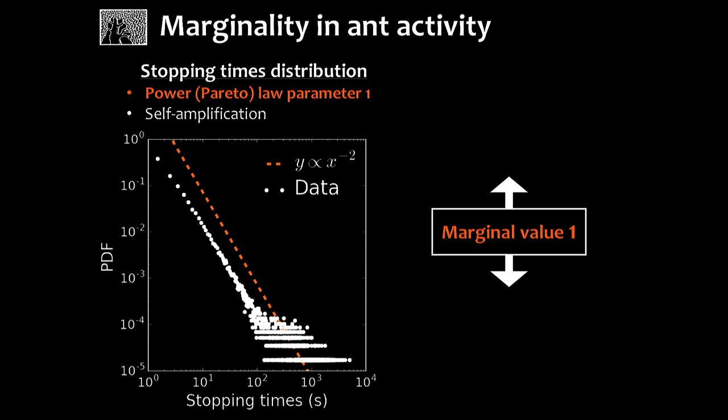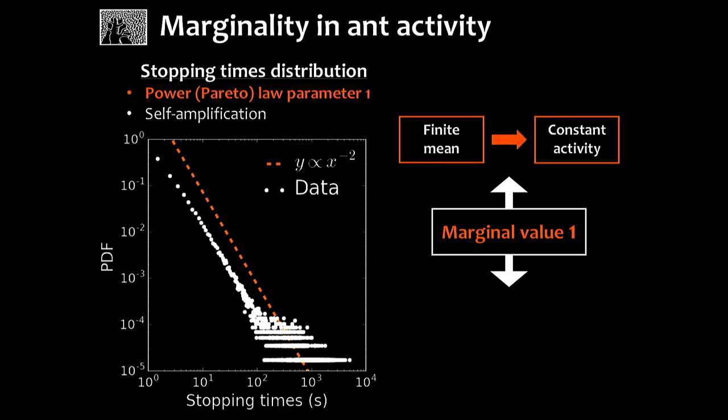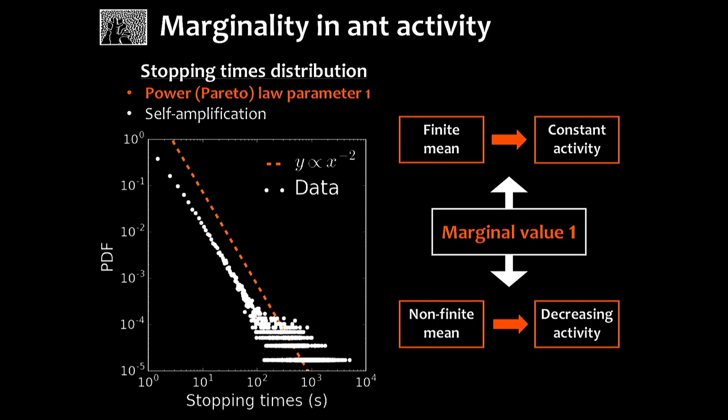Because if the stopping time were following a power law of parameter greater than 1, the stopping time would have a finite mean. So it means that you can predict on average how long the ant will stop. And if you had a look at the evolution of the proportion of active time of your ant, it would stay constant. But if the parameter is less than 1, the stopping time will have a non-finite mean. So it's not really easy to get it intuitively. For the ant, that means that you cannot predict how long the ant will stop, and you can observe very long stopping times.